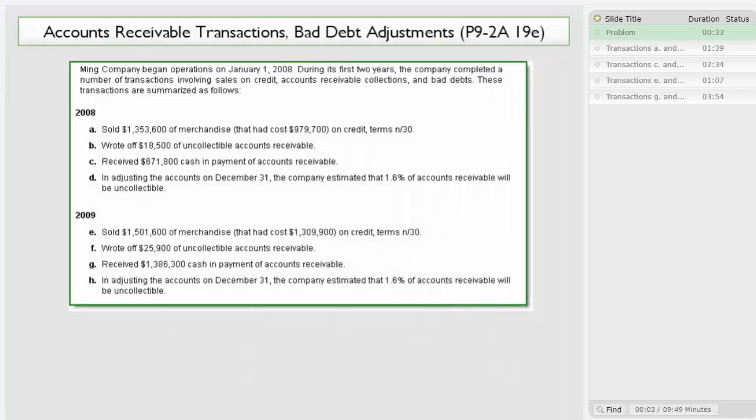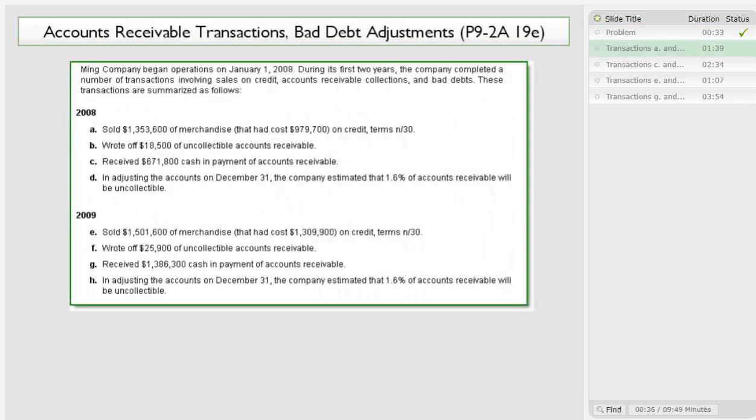Ming Company began operations on January 1, 2008. During its first 2 years, the company completed a number of transactions involving sales on credit, accounts receivable collections, and bad debts. These transactions are summarized below. Now, I'm not going to read all of those right now because we'll go through the transactions as we prepare the entries that are required to record them.